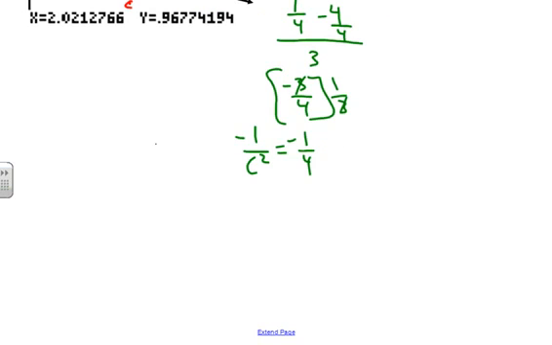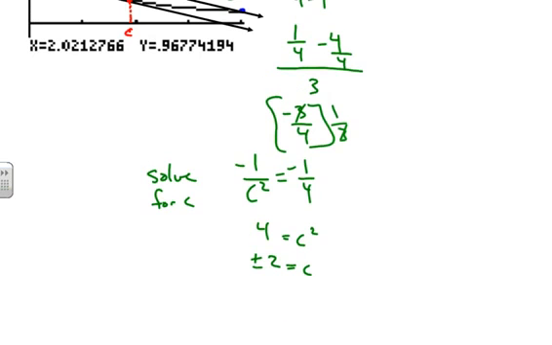Well, now let's solve for c. That's our goal. We want to figure out where this value is going to be. When we solve for c, we can cross multiply because we have two ratios. We have negatives that cancel out. So we have c squared equals 4. c is going to equal plus or minus 2 because we take the square root.